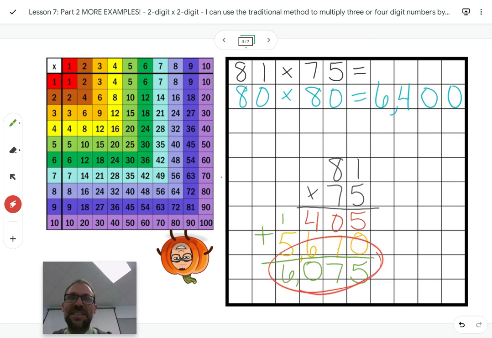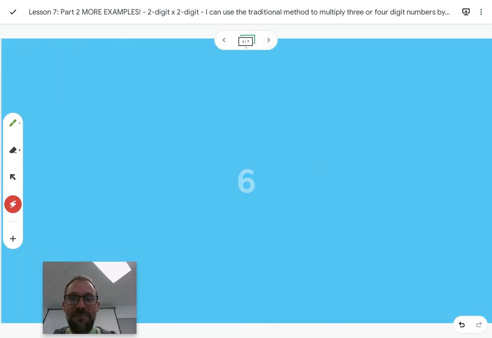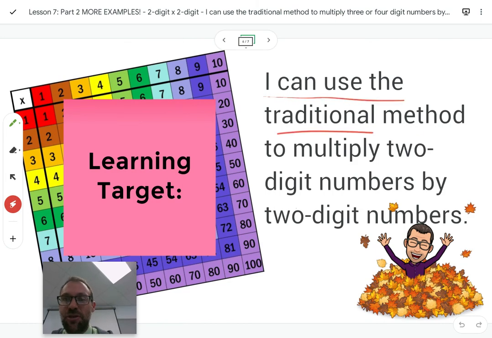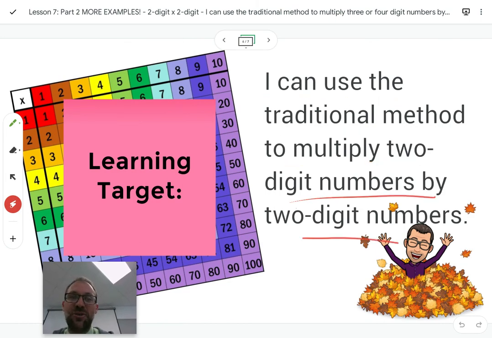And is 6,075 in the same ballpark as 6,400? It is. You got it. So we're in the right ballpark. We're probably correct. So today, we learned how to use a traditional method to multiply two-digit numbers by two-digit numbers.